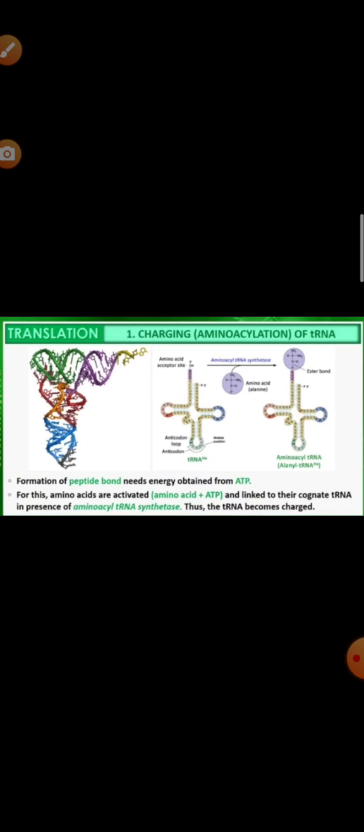First, we'll know about the charging of tRNA, the formation of the peptide bond. They will need energy, which is obtained from the ATP. And for this, amino acids are activated. Amino acid plus ATP will be linked to their cognate tRNA in the presence of aminoacyl tRNA synthetase. So, this tRNA becomes charged.